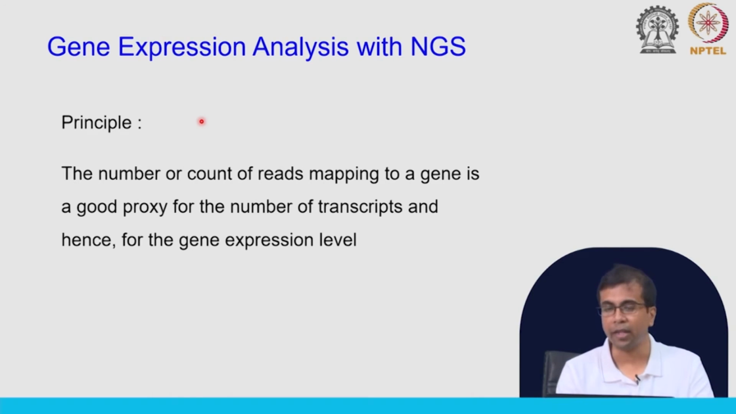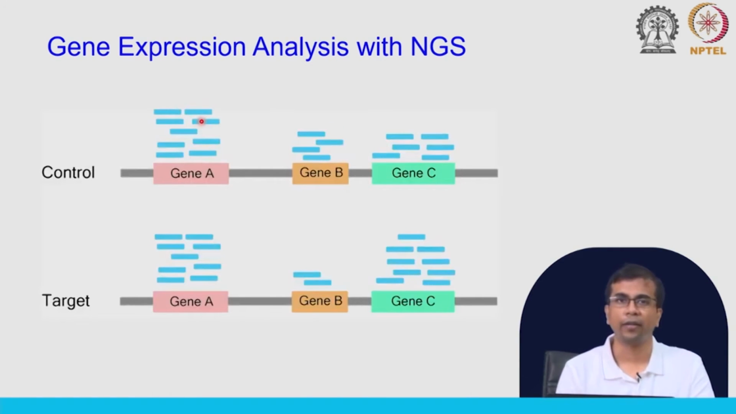Something like this we can present in a cartoon. You have gene A, gene B, gene C, and you have the control. For example, we have the normal, which is the control, and the target may be the disease. We are comparing expression level between these two samples. After sequencing, you map the reads, and most of the reads are supposed to map against the genes, because they are coming from mRNA.